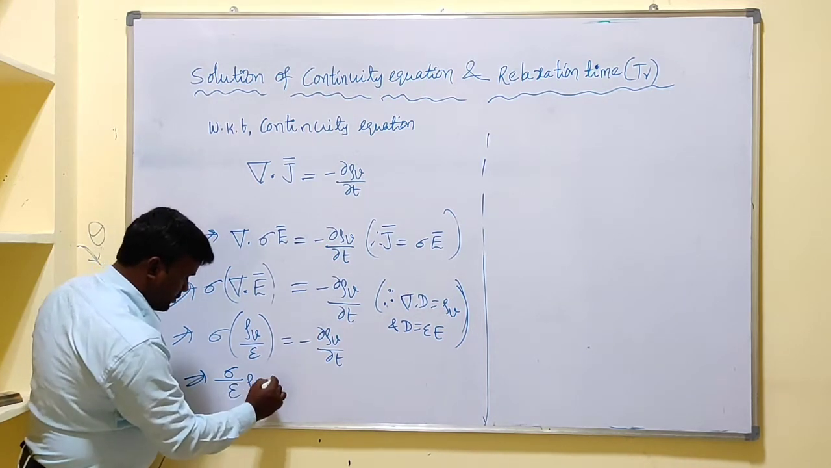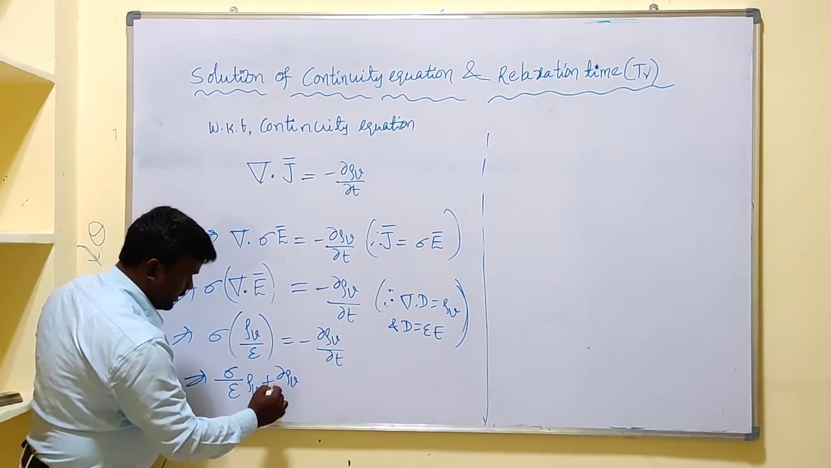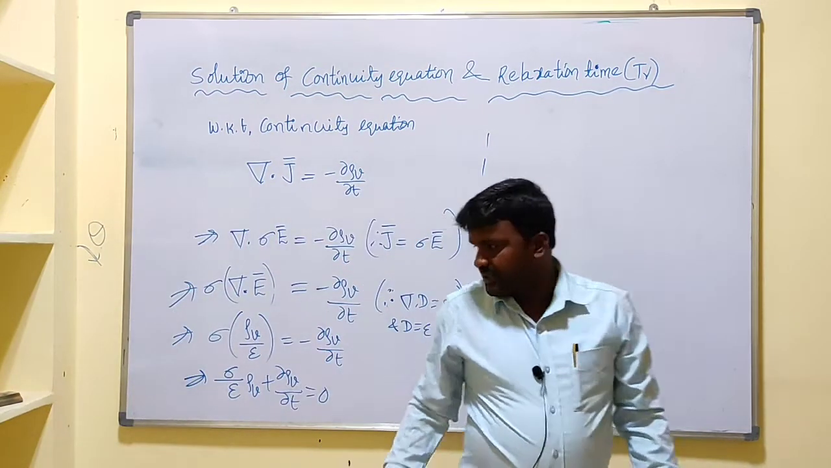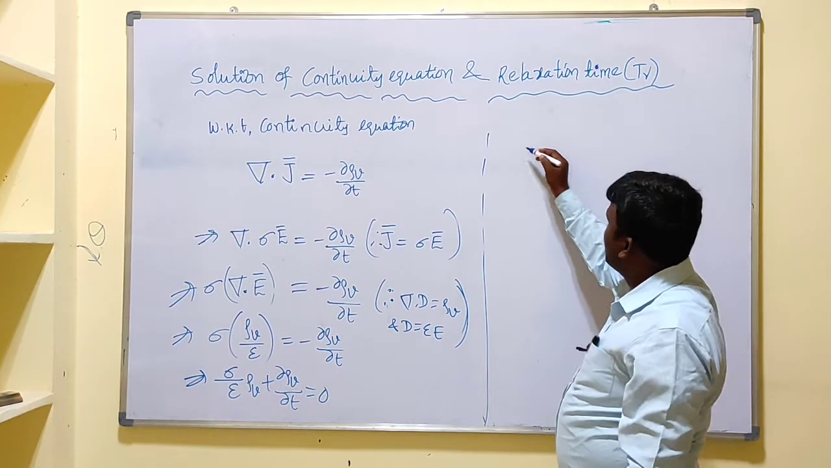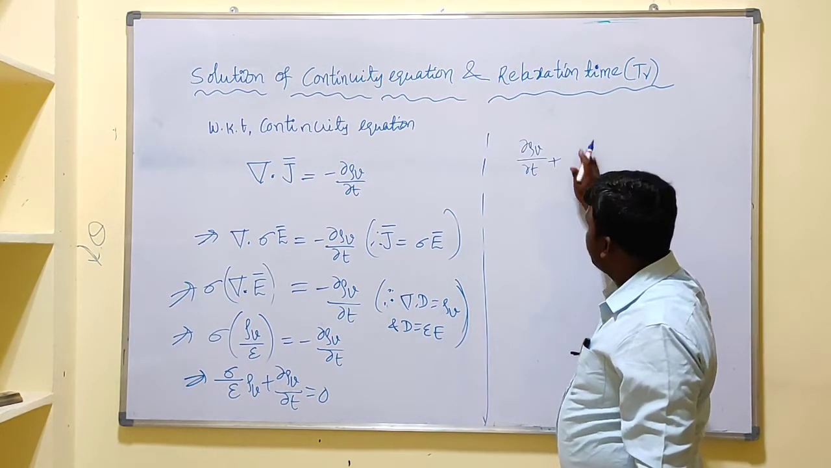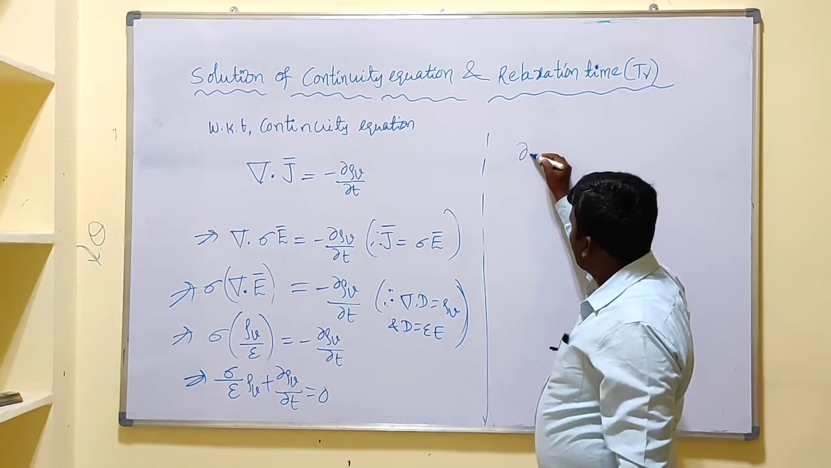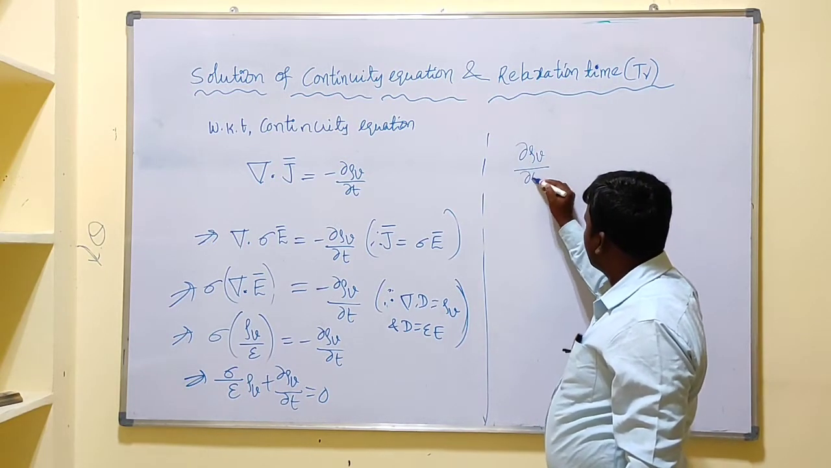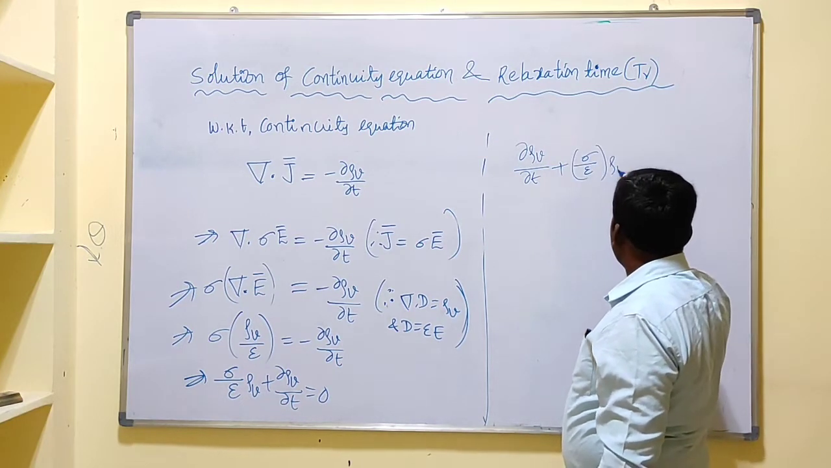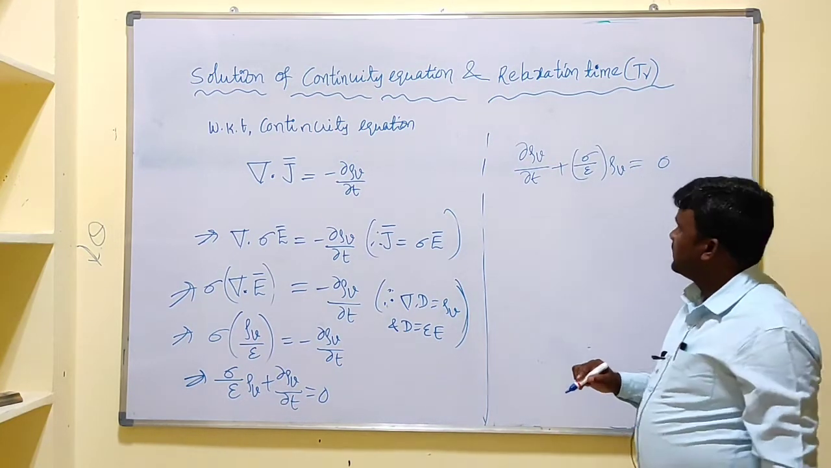Let us send this term to this side: dou rho V by dou t equal to 0. Now let us write that equation like this: dou rho V by dou t plus sigma by epsilon into rho V equal to 0.